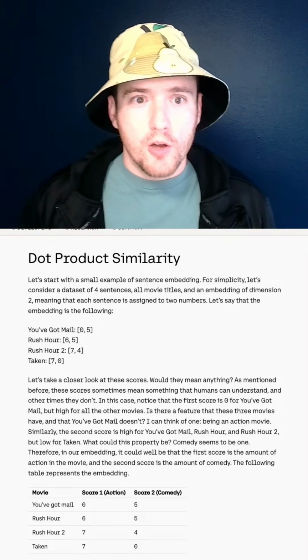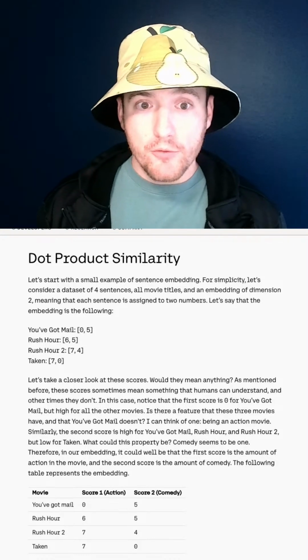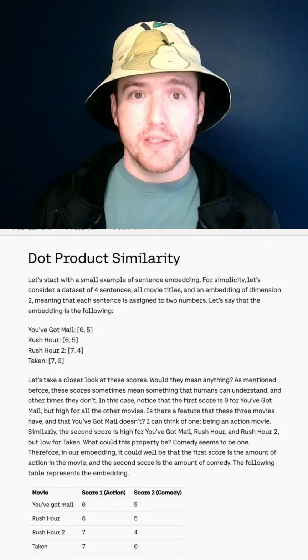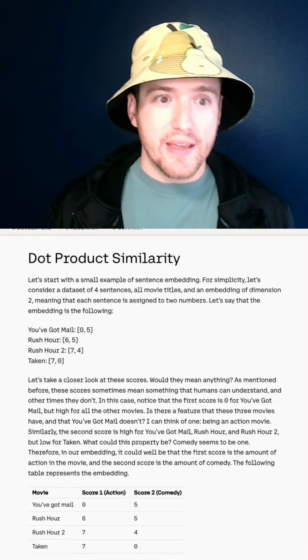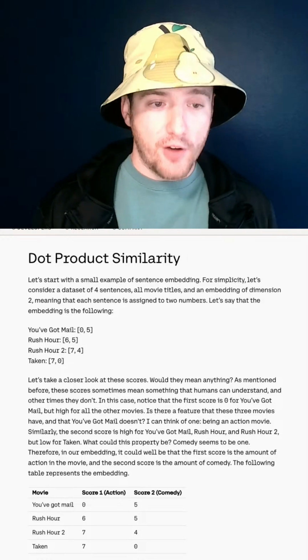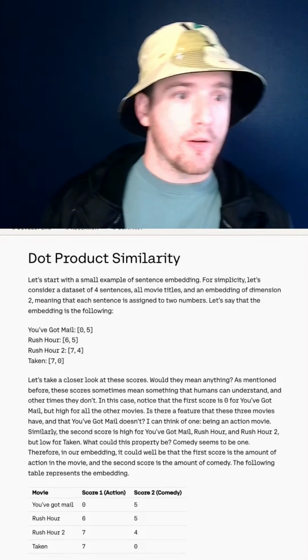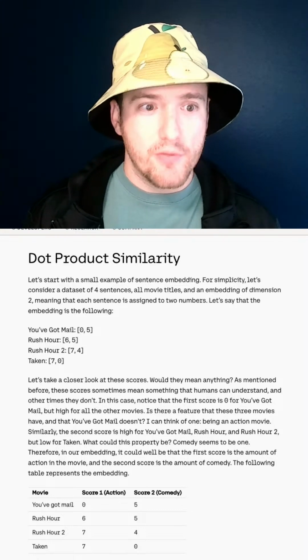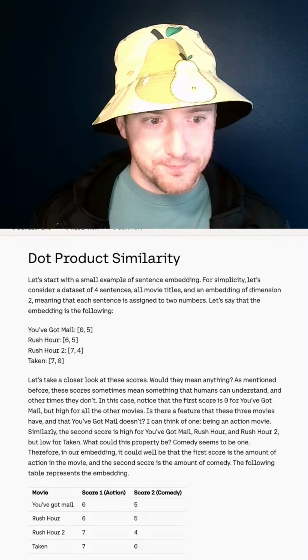Let's start with a small example of sentence embedding for dot product similarity. For simplicity, let's consider a data set of 4 sentences, all movie titles, and an embedding of dimension 2, meaning that each sentence is assigned 2 numbers. Let's say that the embedding is the following. For those that aren't watching, You've Got Mail is 0 and 5, Rush Hour is 6 and 5, Rush Hour 2 is 7 and 4, and Taken is 7 and 0.